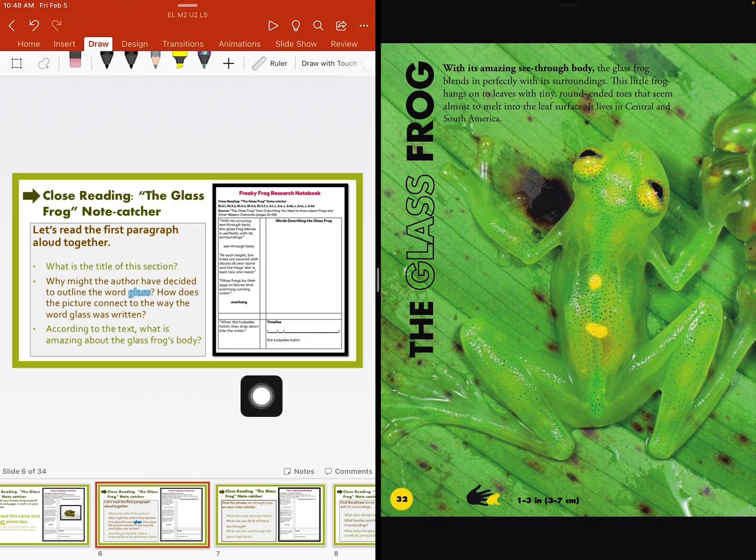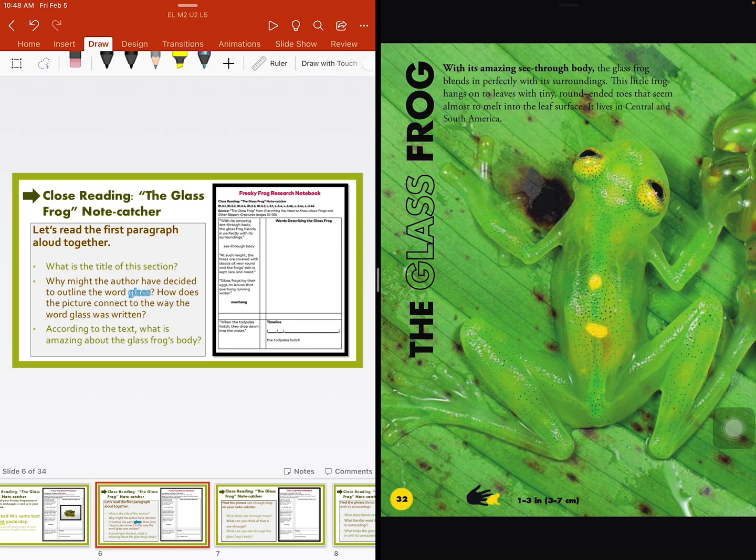So first, what is the title of the section? The title is The Glass Frog. So now we're going to read the paragraph. With its amazing see-through glass body, the glass frog blends in perfectly with its surroundings. This little frog hangs on to leaves with tiny, round-ended toes that seem almost to melt into the leaf surface. It lives in Central and South America.